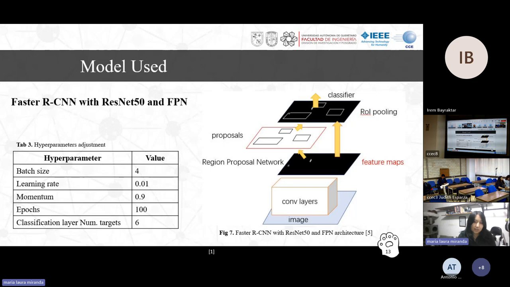The study utilized a Faster R-CNN model, which is available in Python's Torchvision library. This model is known for its efficiency in object detection tasks due to its two-stage architecture: a region proposal network that generates region proposals, and a Fast R-CNN detector that classifies and adjusts bounding boxes. Then transfer learning was applied to adapt the model to the study's specific requirements, training it on the three datasets with the following hyperparameters: batch size of 4, initial learning rate of 0.01, momentum of 0.9, and 100 epochs. The classification layer was then modified to 6 target classes.